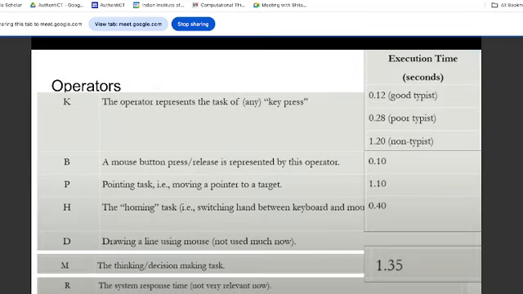So these are the different operators that we will be going through. Basically, these are the steps whichever we perform while we are performing any task over a screen. So for example, K represents a key press, or B represents a button press, like a mouse click. Then P represents a pointing task.